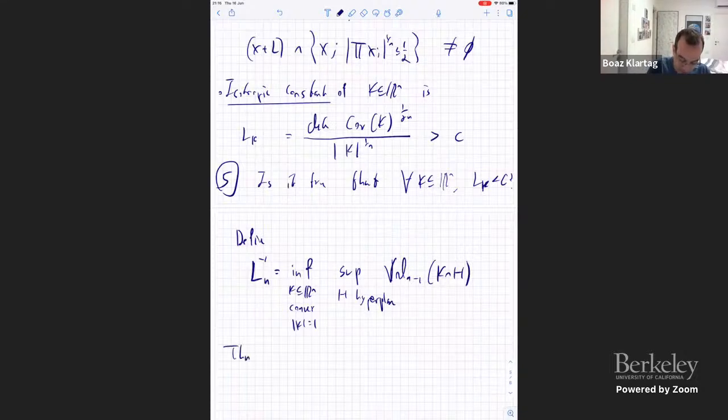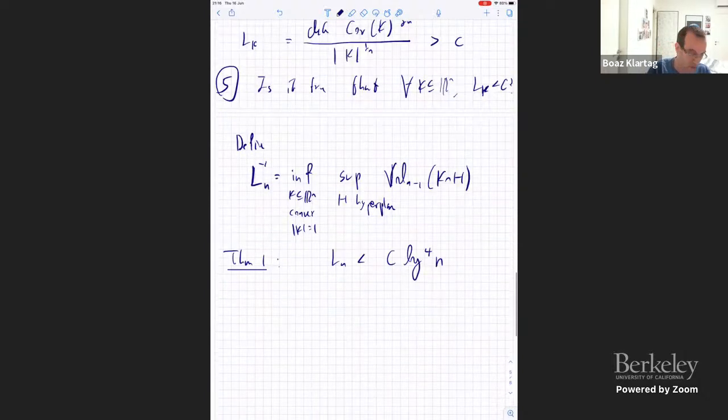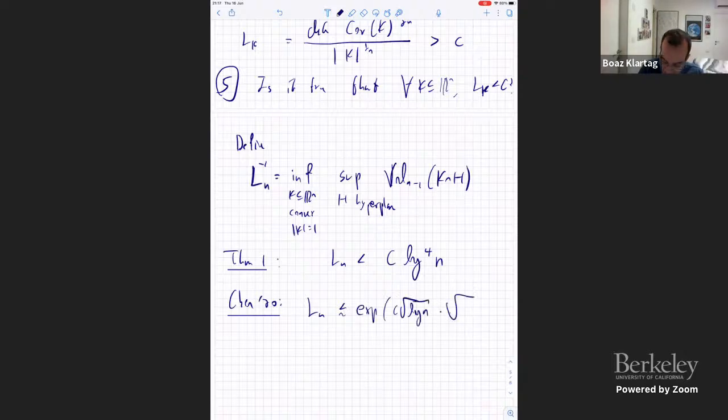And our theorem is that this is bounded by a constant times log to the 4 of n. So up to a log factor, you know that for a convex set you can find a section whose volume is at least 1 over log to the 4. Among previous results, Chen, less than 2 years ago, had a very good bound. It was a breakthrough. He got that this is at most e to the root log n, so it's smaller than any power of n.